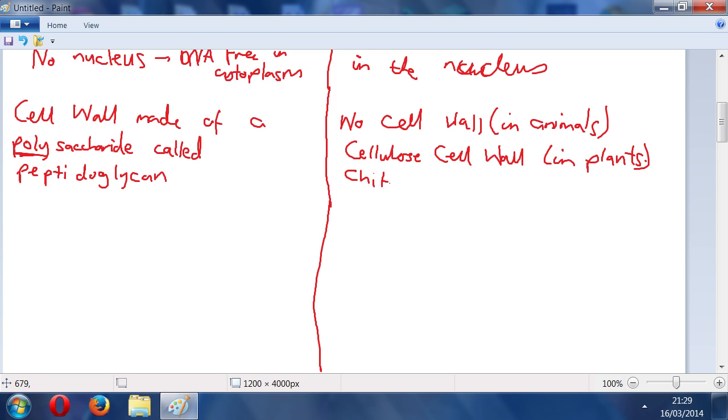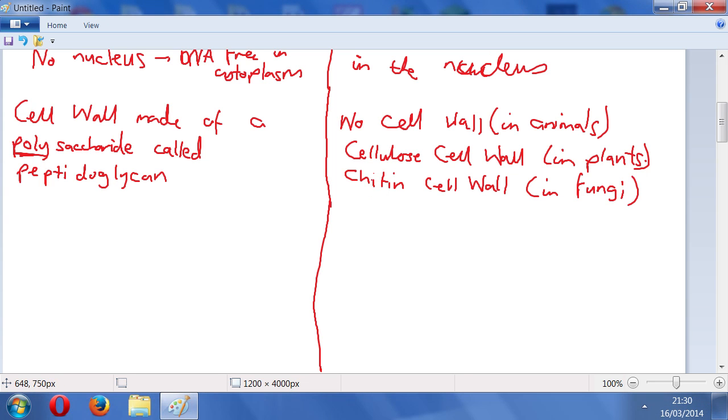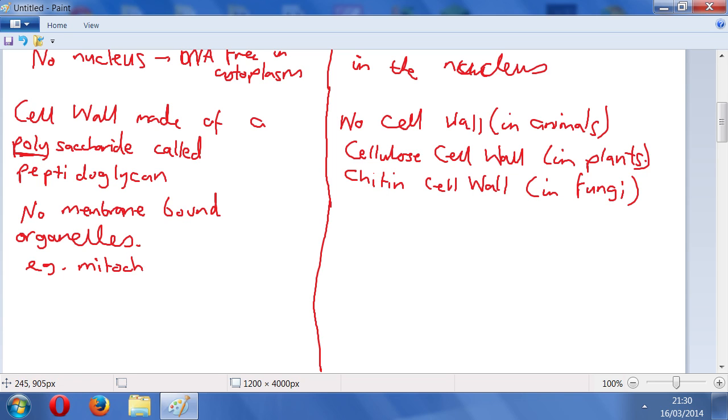And then a chitin cell wall in fungi. Okay, so that's obviously very important. There are no membrane-bound organelles. For example, mitochondria. If you recall in Biology 8, I had some nice pictures of the mitochondria with very nice membranes. But there's nothing like that in prokaryotic cells. Whereas in eukaryotic cells, of course, there are many membrane-bound organelles.